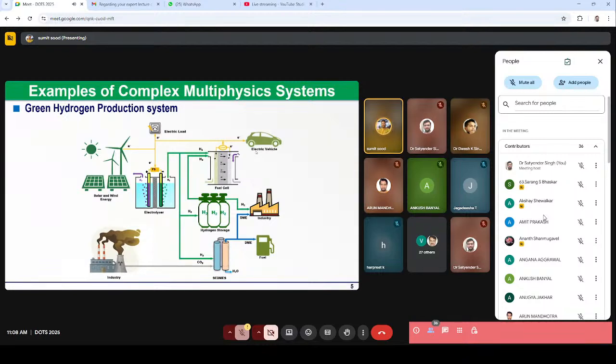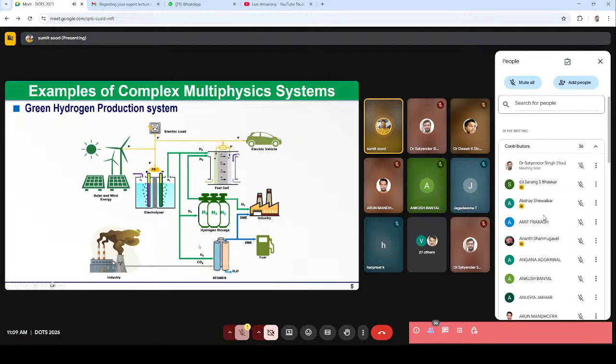For example, we see here the green hydrogen production system. What happens is that the renewable energy from solar and wind is used either to directly charge the electric vehicles, or whenever there is a surplus, it can be converted into hydrogen using the electrolyzer, and this hydrogen can then be stored and can be used for different purposes. It can be used for the fuel cell in order to generate the electricity again, or it can also be used to produce different chemical fuels.